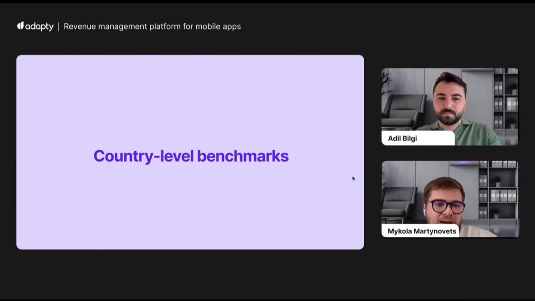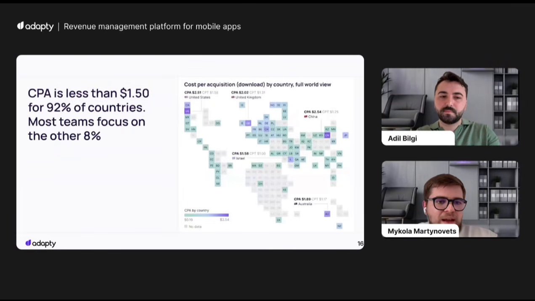Let's start with the country level benchmarks and what we see here. We see CPA by country across the whole world. Here are numbers that should make you rethink your budgets and your focus, because CPA is less than $1.50 for 92% of countries. 92% of countries, but most teams focus on the other 8%.